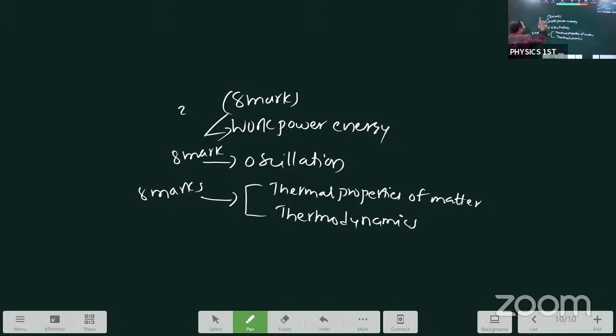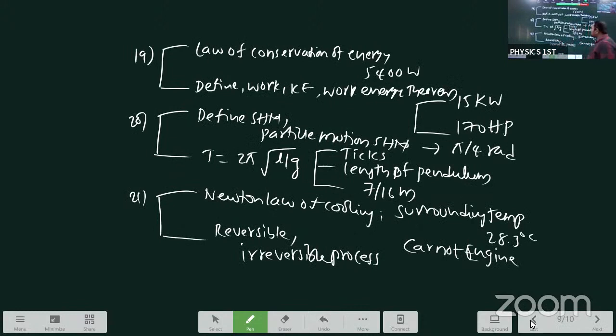Here 2 questions, that is the 19th bit. Here 2 questions, 20th bit. Here 21. This is Newton's law of cooling. Thermodynamics means reversible, irreversible process, Carnot engine. So, special focus on these long answer lessons. These are the 3 long answer lessons, student.